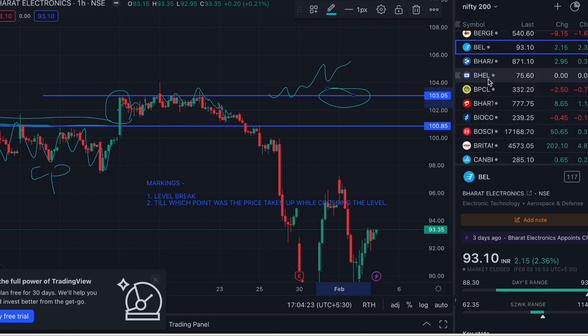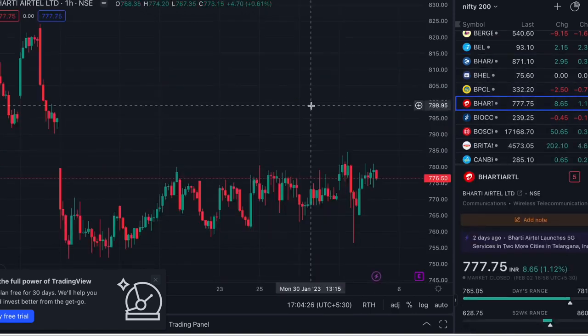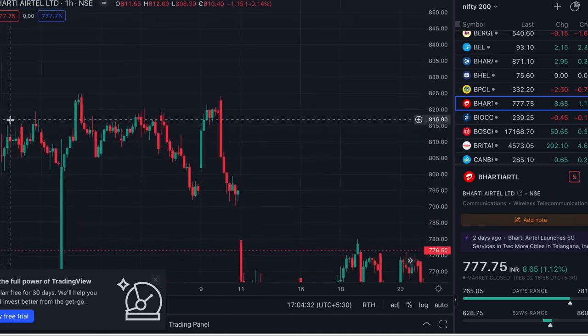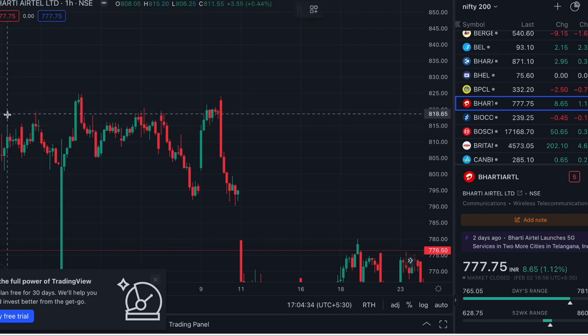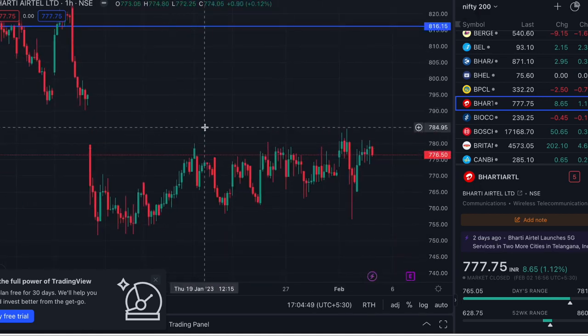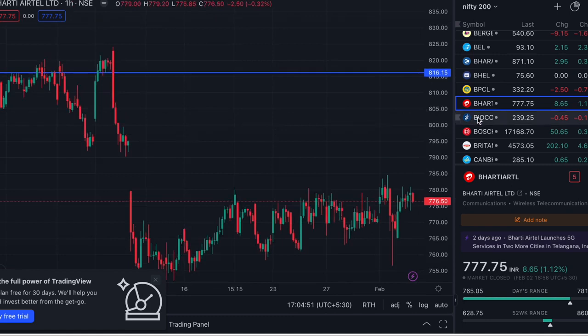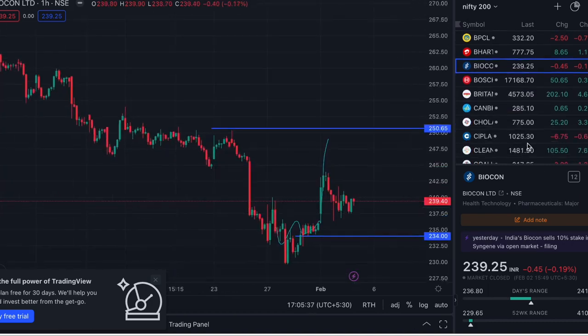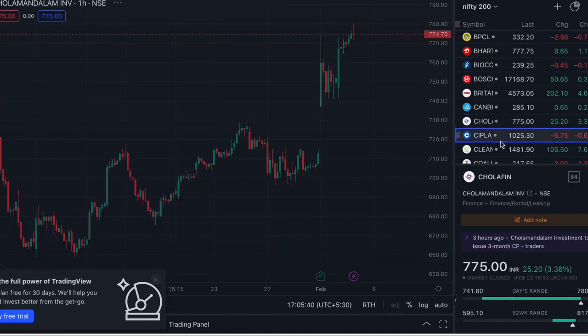Let's go to a different stock, that is Bharti Airtel. If you see over here, there was a break, right? Is it a level break? No, because it came down directly. Again, it tried to cross up and came down. There was no level break. So we are going to ignore this particular stock as there are no level breaks found. Next, Biocon. Same thing, there's no level break. The price is coming down as of now. Now let's move on to a different stock.